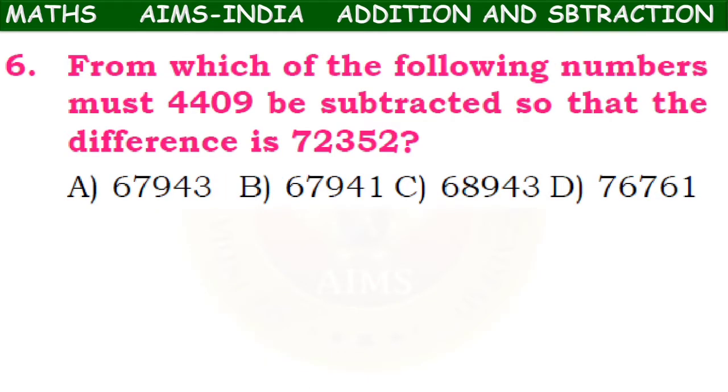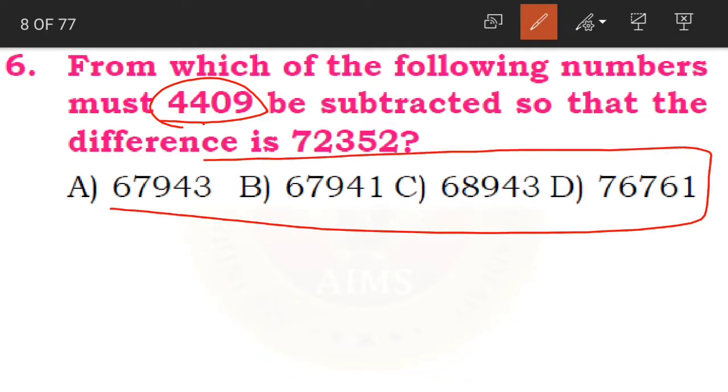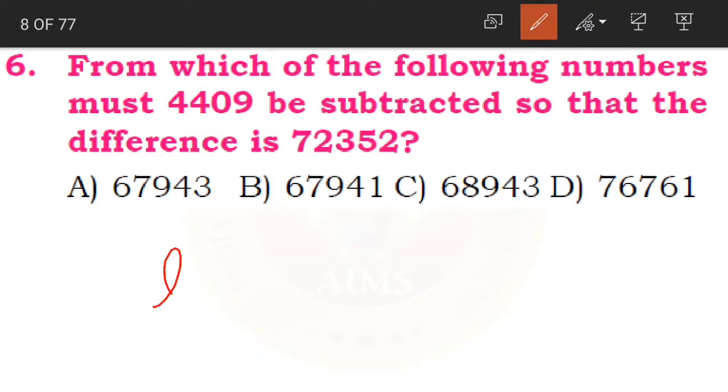Question number 6. From which of the following numbers must 4409 be subtracted so that the difference is 72,352? See, from which of the numbers is it to be subtracted? Now, if you look at this number and all the numbers given in the option, we can say that this is our smaller number and the answer that we need to find out is the bigger number. Yes, the number is to be subtracted from.